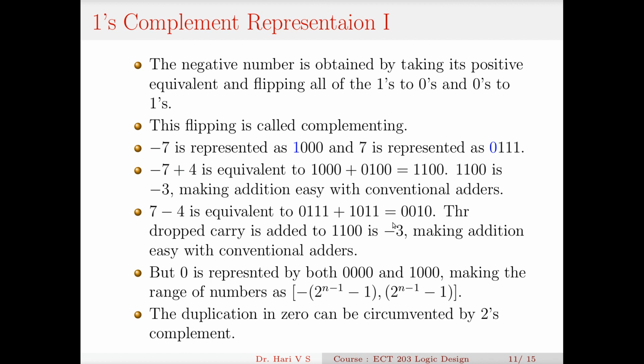You get 1 0 0 0 1 0. Now you can see that this is a 0 and it's a positive number, but that is not all. There is a dropped carry here. That dropped carry should be added to this number, so that it becomes 0 0 1 1. 0 0 1 1 is nothing but 3, not minus 3, it is 3.